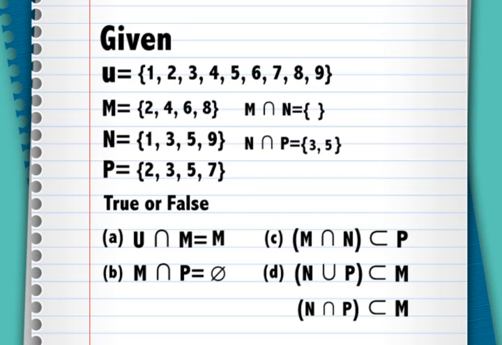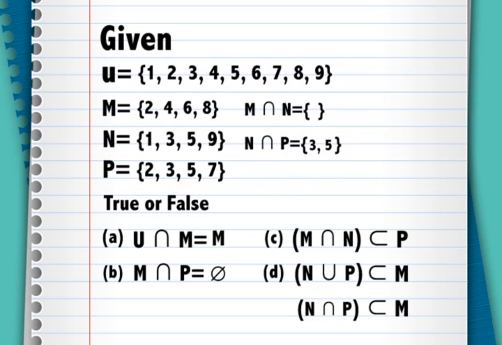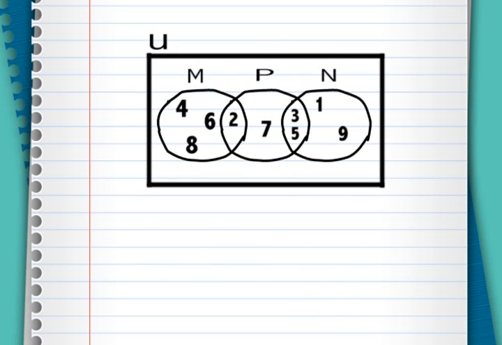And the other elements in N will be? We have 1 and 9. So these are the elements. Are there any elements that are not listed here but still in the universal set? Let us see what elements we have here: 1, 2, 3, 4, 5, 6, 7, 8, 9. And what was the universal set? It was 1 all the way through to 9. So we have answered our question for today.